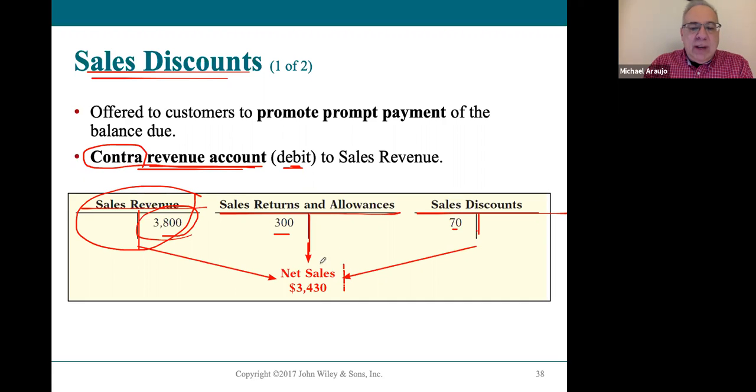What you'll see on all the income statements of companies, particularly larger companies, is that the income statement will start with something called net sales. And net sales is basically this formula: sales revenue minus sales returns and allowances minus sales discounts. That'll get you to what we call net sales. And this is something that you have to know. And this is something that you'll see on all those income statements if you ever look at an income statement from a merchandiser, and we will. So you'll see it.